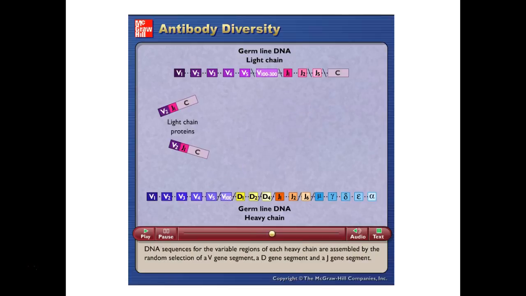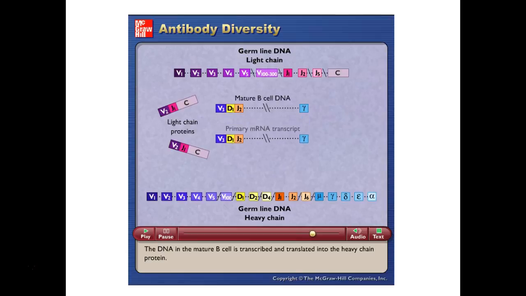DNA sequences for the variable regions of each heavy chain are assembled by the random selection of a V gene segment, a D gene segment, and a J gene segment. The genes for the constant regions of heavy chains have Greek letters designating them: IgG, gamma; IgM, mu; IgA, alpha; IgE, epsilon; and IgD, delta. The DNA in the mature B cell is transcribed and translated into the heavy chain protein.